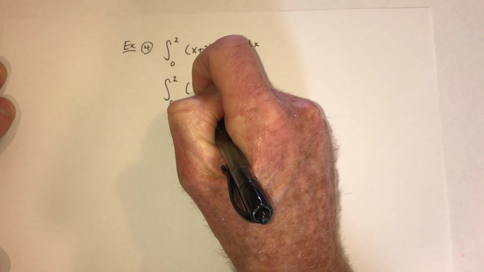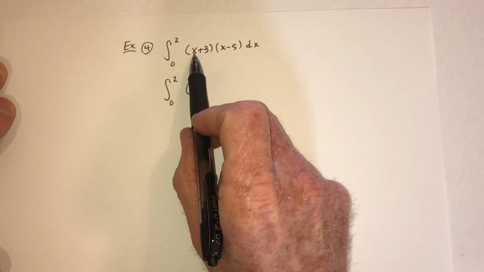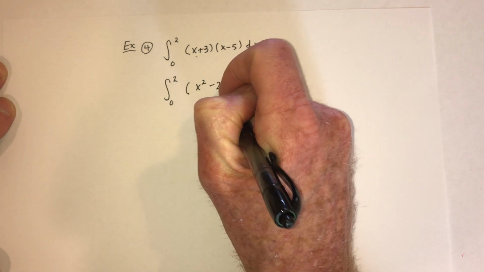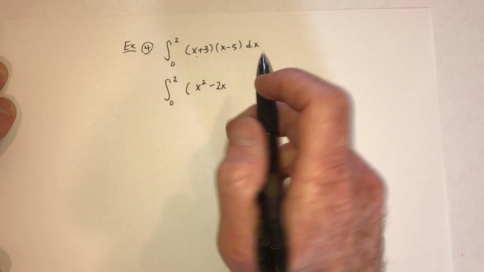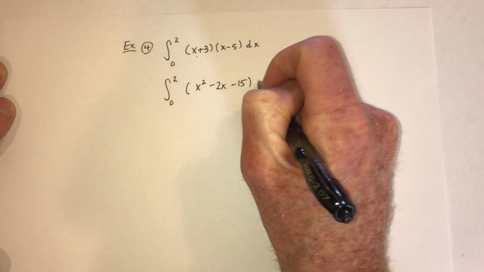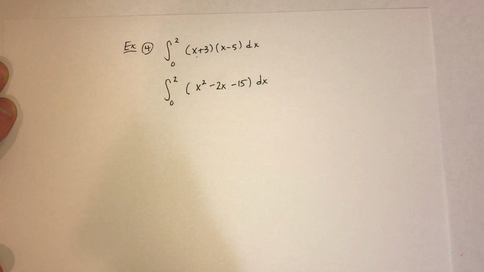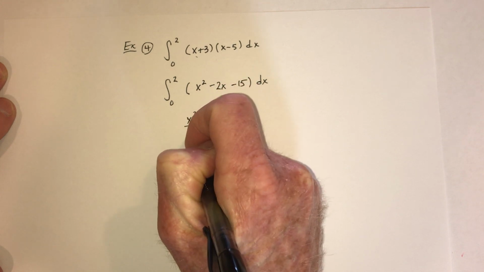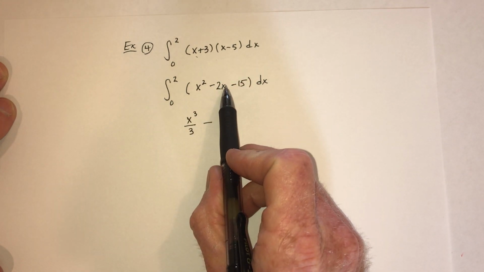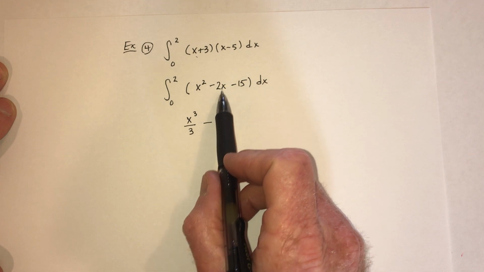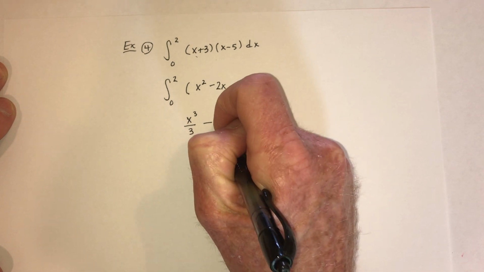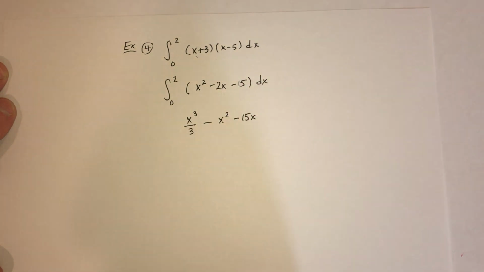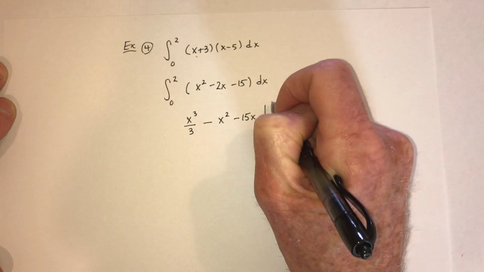Anyway, x times x will be x squared. For the middle term, this would be negative 5x. This would be positive 3x. That leaves negative 2x. And then a 3 times negative 5. Okay, then find the antiderivative. So this one will be x to the 3 over 3. Right now this one's exponent is a 1, so it's going to become x to the 2 over 2, and then the 2's will get cancelled, so it's x squared. And then minus 15x. Evaluate that from 0 to 2.